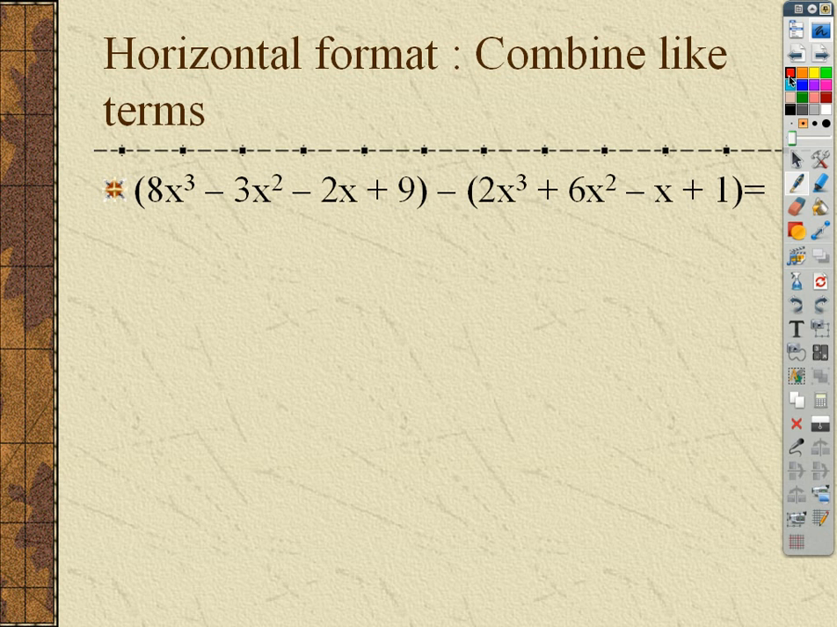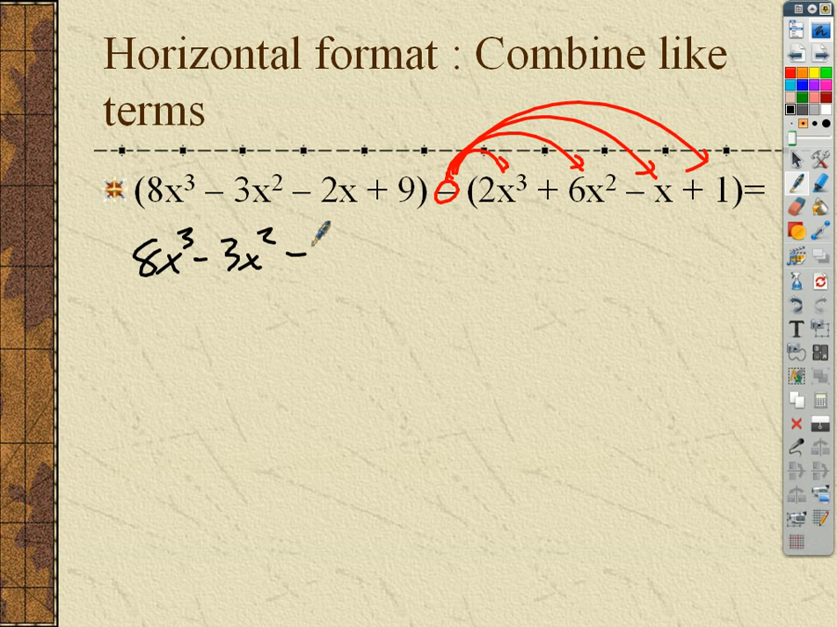Yeah, good. Distribute the negative 1. Right? And there's a 1 out in front of this one, so I don't even need those parentheses. So what I'm able to do then is just write this as 8x cubed minus 3x squared minus 2x plus 9. And then distributing the negative sign does what? Yeah, it just changes all the signs. So minus 2x cubed minus 6x squared plus x minus 1. Combine like terms and we're done.